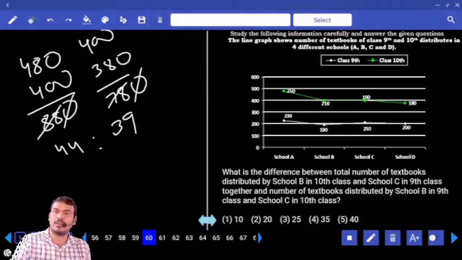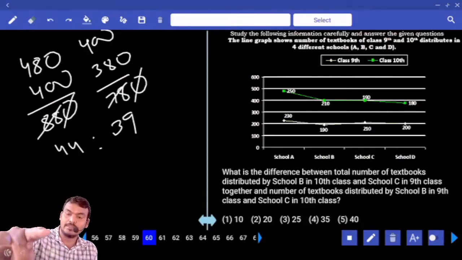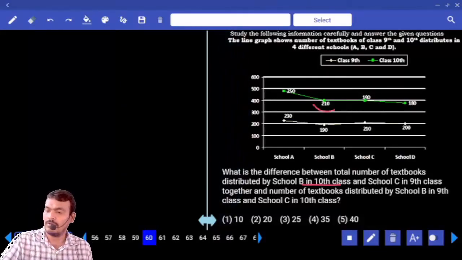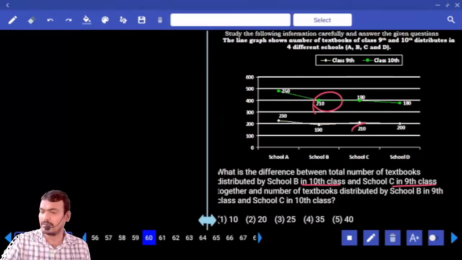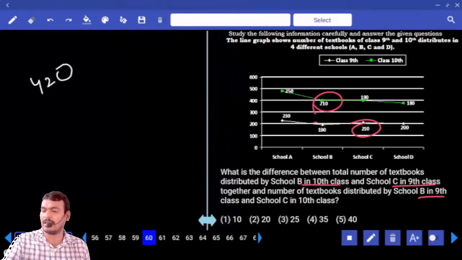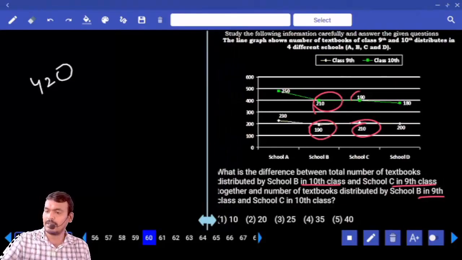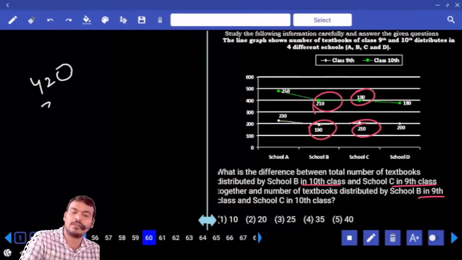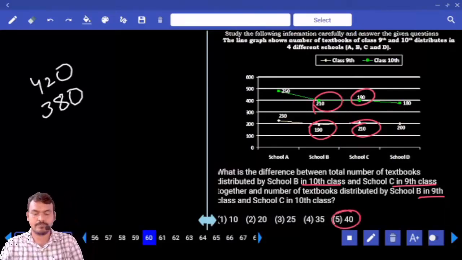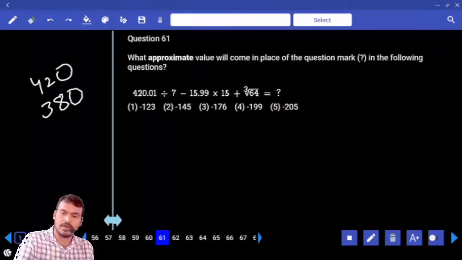Next question number 60. What is the difference between the total number of textbooks distributed by school B in 10th class and school C in 9th class together, and the number of textbooks distributed by school B in 9th class and C in 10th class? First, what is the B value in 10th class? 210. C value in 9th class? 210. 210 plus 210? 420. Next, B value in 9th class? 190. C value in 10th class? 190. 190 plus 190? 380. We required the difference. How much? 40, or not?